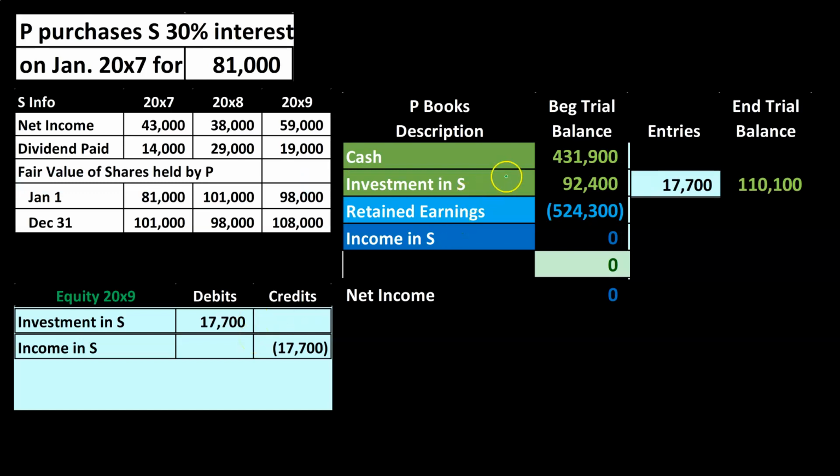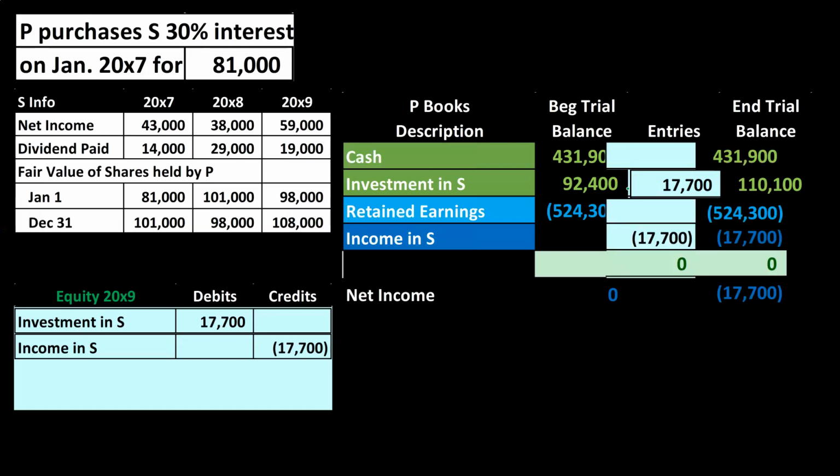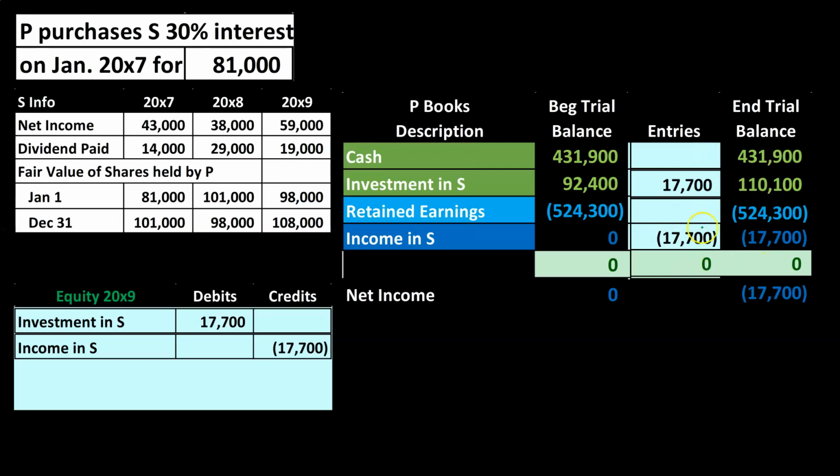So we're going to say, all right, now the investment was 92,400. It's going to go up by 30% of the net income increase in S. We are now P, so we're recording our 30% increase, 17,700, up to 110,100. The other side goes to the income account. So income is going up, the revenue account is going up. Net income is going up by 30% of the net income of S.